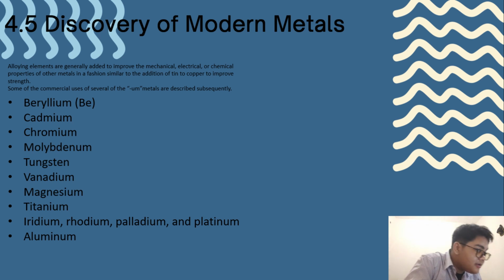For the final, we got aluminum. Aluminum is the third most abundant element on the face of the earth. It's a member of the family of metals that includes gallium, indium, and thallium.